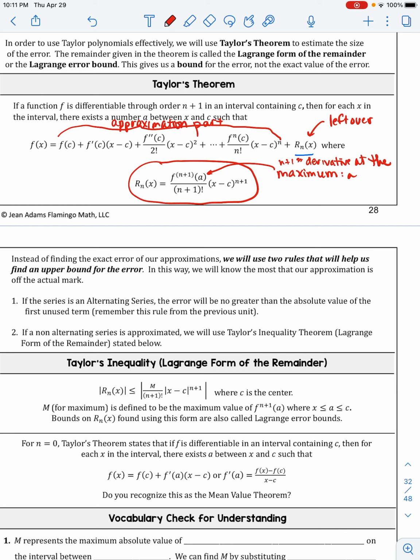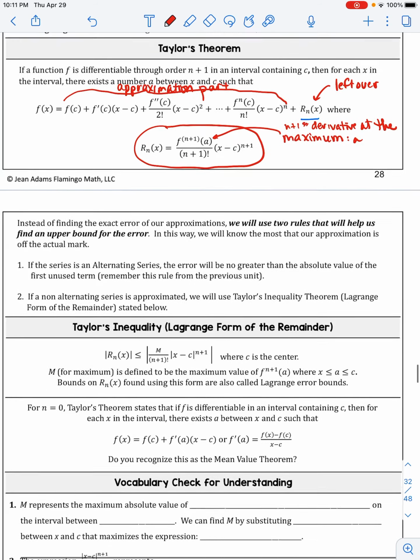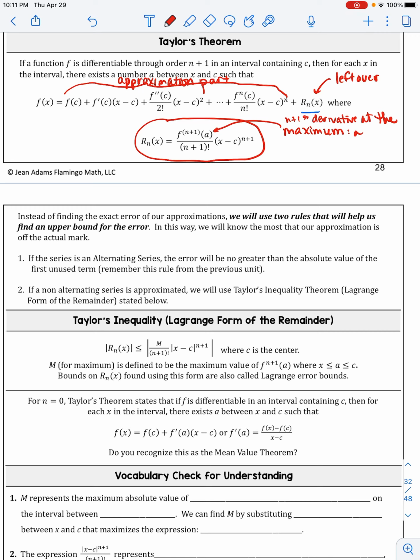So let's just wait for that. Okay, so instead of finding the exact error of our approximations, we will use two rules that will help us find an upper bound for the error. In this way, we will know the most that our approximation is off the actual mark. So if the series is an alternating series, the error will be no greater than the absolute value of the first unused term. And we talked about that in, I think, lesson 4 or 5, I can't remember, one of those videos.